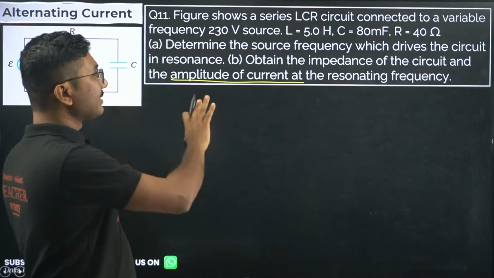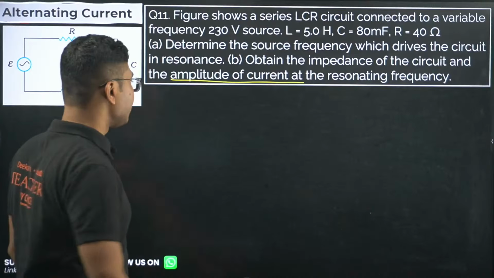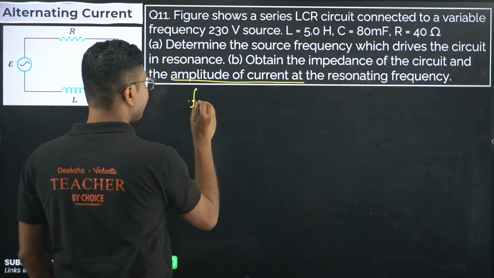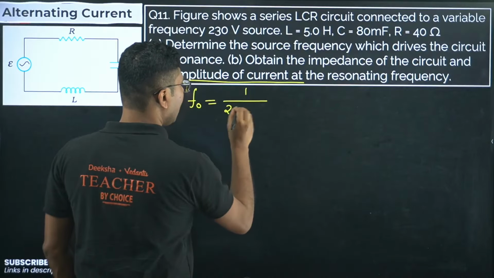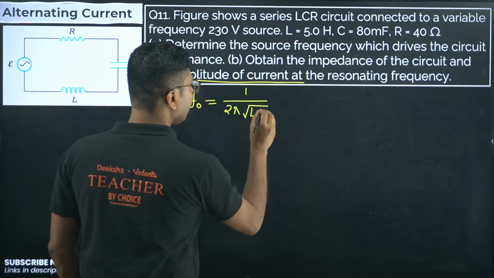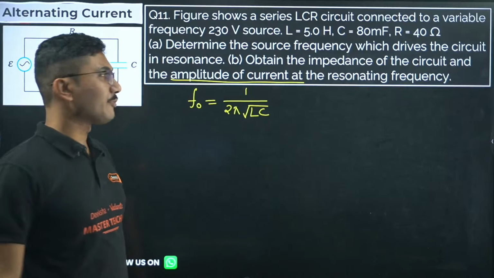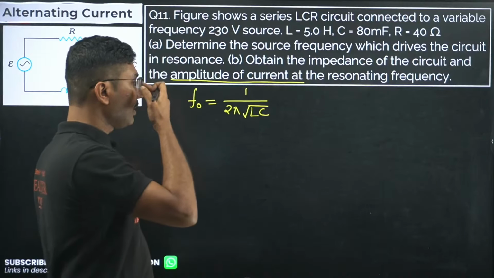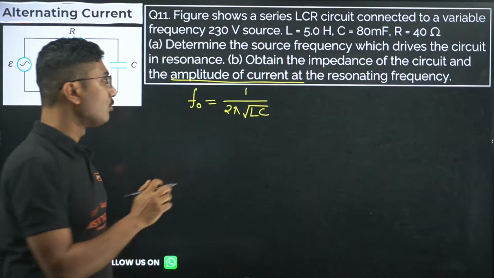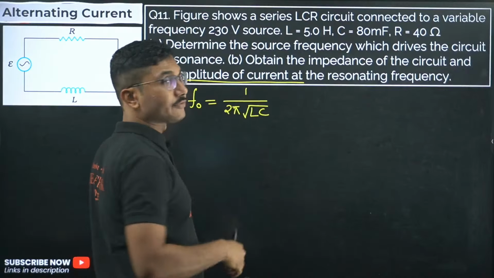Okay, first let us calculate the resonance frequency. Resonance frequency is given by 1 by 2 pi square root of L into C. So a few formulas you have to remember to solve problems from this chapter. This is one of the most important formulas, resonance frequency.